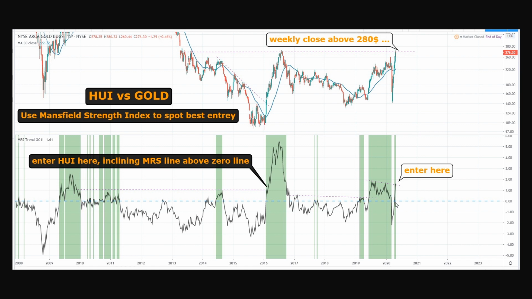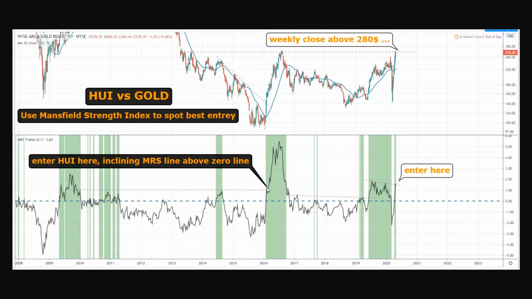That means we're above an inclining 30-week average, outperforming gold. See, that's where I popped in gold. Always the instrument you want to compare against. So next week, or as soon as you have a weekly close above this neckline, if you were playing the gold metal, you could actually start removing some of that and placing some money in the HUI, which now should be starting to outperform gold. Just like right here was outperforming gold in 2016.